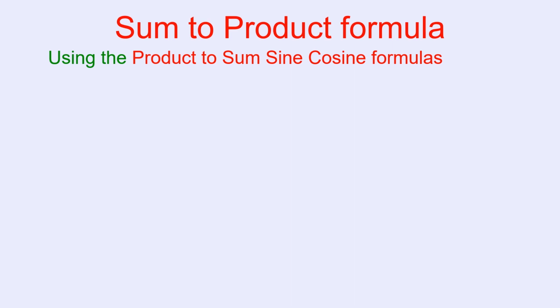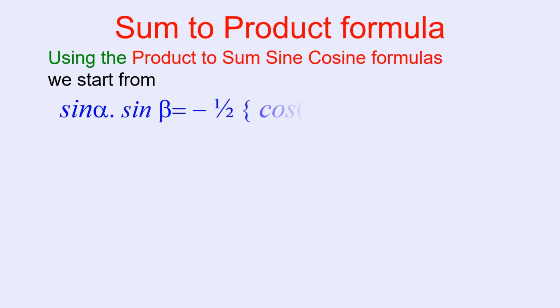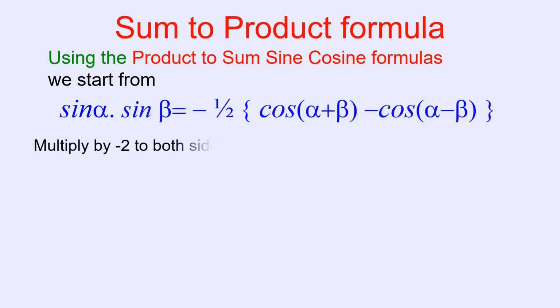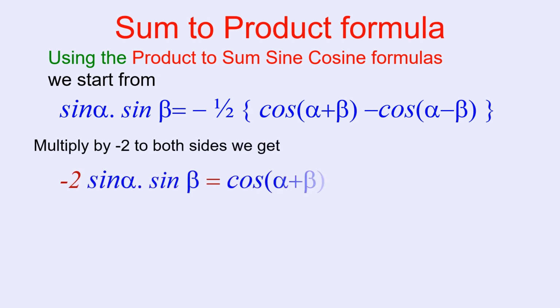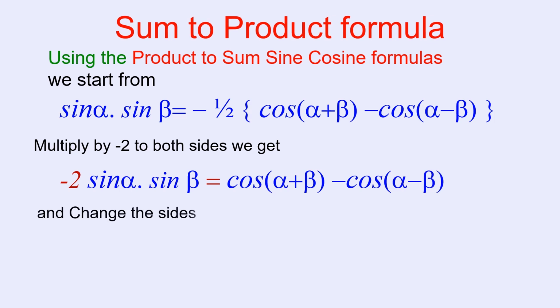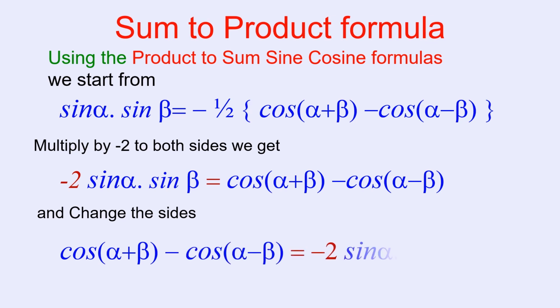Fourth sum to product formula. Using the product to sum sine cosine formulas, we start with sine of alpha into sine of beta equals minus half times cosine of alpha plus beta minus cosine of alpha minus beta. Multiply by minus 2 to both sides and change the sides. We get cosine of alpha plus beta minus cosine of alpha minus beta equals minus 2 times sine of alpha into sine of beta.